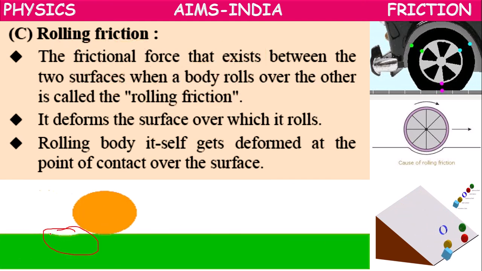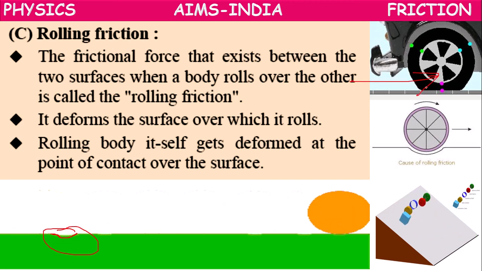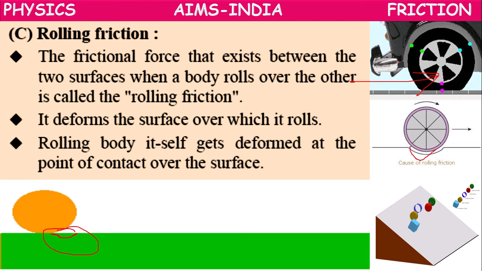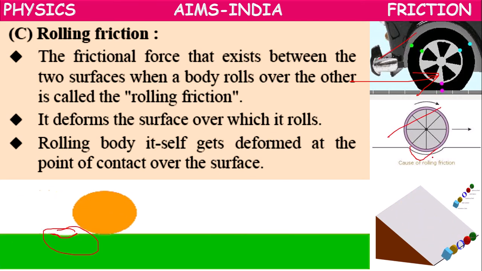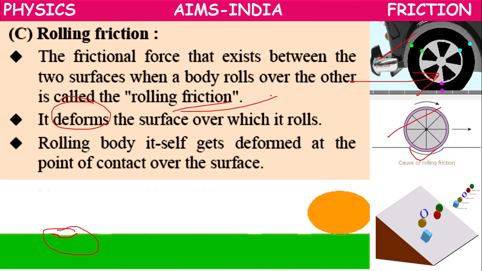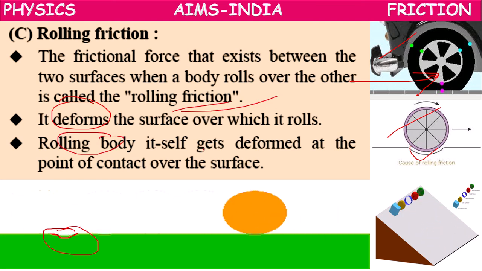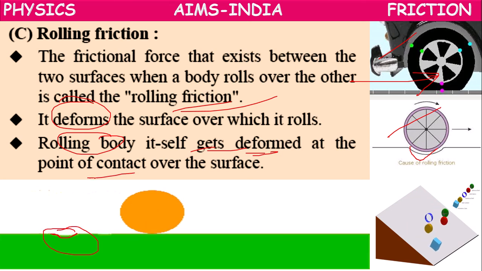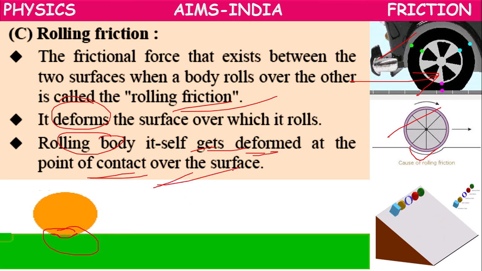Sometimes what happens, observe here carefully. This part is bending, which means this part is deforming. When you are moving a car on the road, the car tire will get compressed. Or when you are moving the car in sand, it will get compressed. Either the rolling body or the surface on which it is rolling gets deformed because of the rolling. So our rolling body itself gets deformed at the point of contact over the surface.